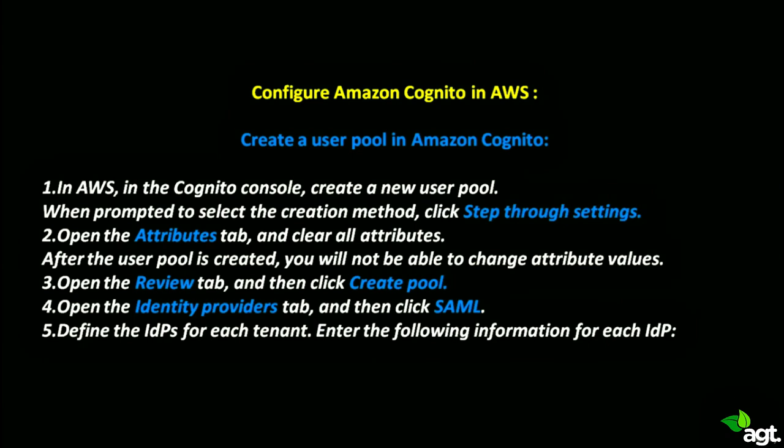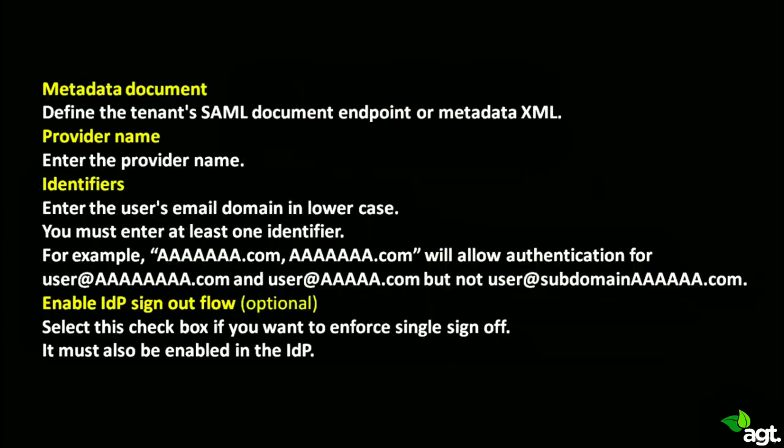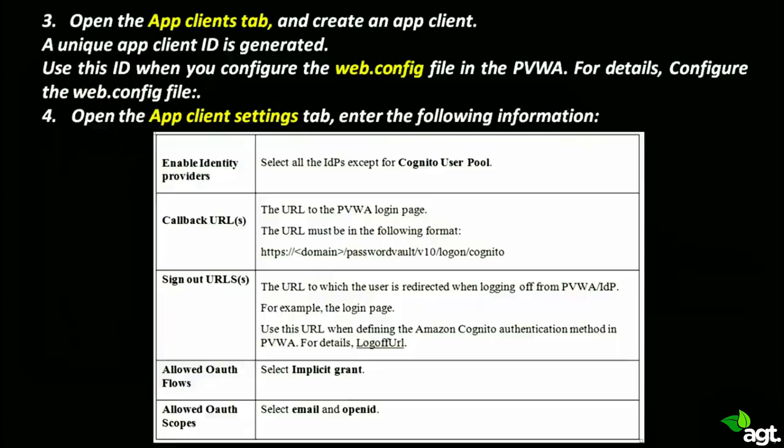Then open the identity providers tab, click SAML, and define the IDPs for each tenant. Enter the following information for each IDP. Metadata document: define the tenant's SAML document endpoint or metadata XML. Provider name: enter the provider name. Identifiers: enter the user's email domain in lowercase. You must enter at least one identifier. For example, yourwebsite.com will allow authentication for user@yourwebsite.com, but not user@subdomain.yourwebsite.com. Use your original website ID, and enable IDP and sign up flow in optional mode. Select the checkbox if you want to enforce single sign off. It must also be enabled in the IDP.